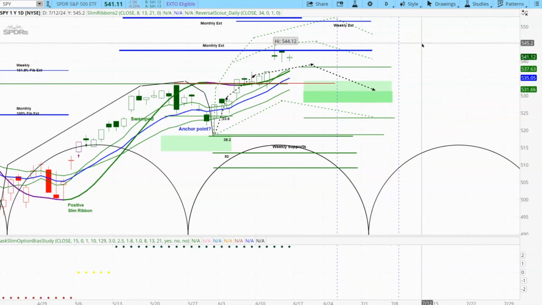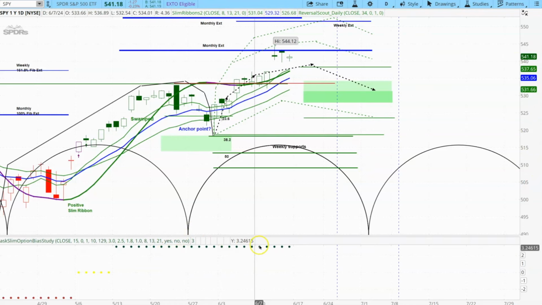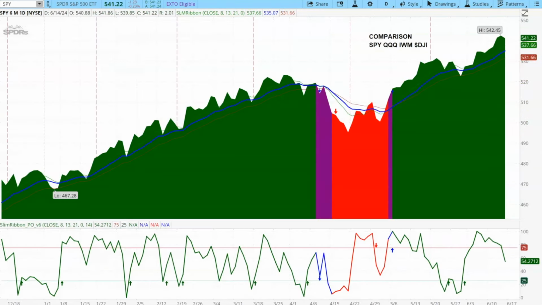Again, if it's weaker, it'll give us a message. If it's stronger, it will give us a message also. This is what the highest probabilities are right now that we're looking at. And again, the option bias study, P3, is telling you the long side is the right side for the option positions in SPY. Now let's move over to a comparative chart we want to do.